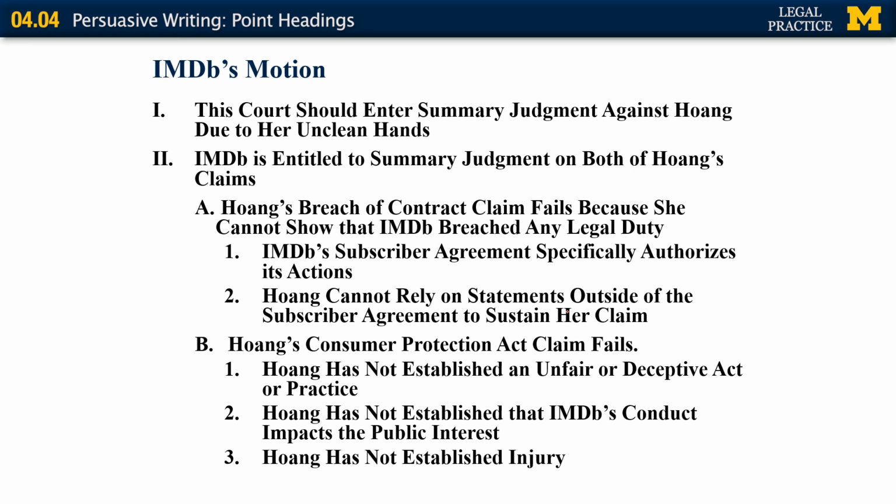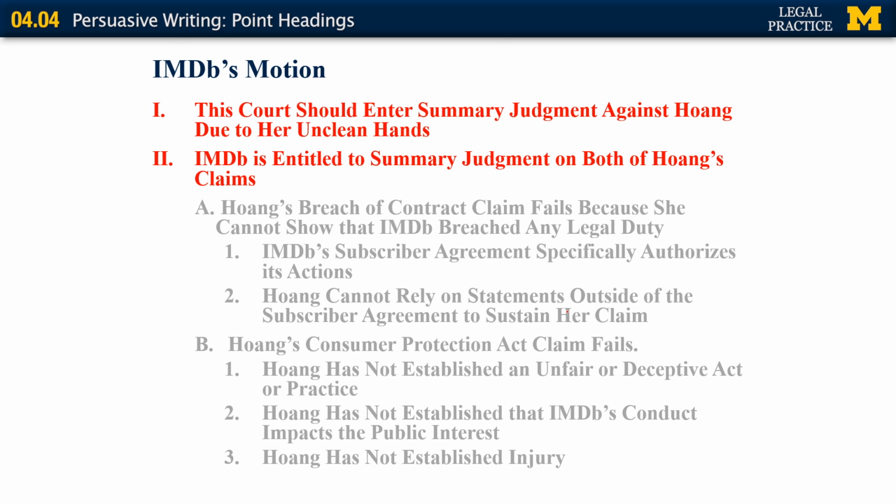So this is an edited version of the point headings from IMDb's motion for partial summary judgment. And again, I have made changes to this from the original version that IMDb actually filed. So notice that it starts with two major arguments. And this is all in outline format too. So you have Roman numeral 1 and 2, and then you have capital A, and then a 1 and a 2, and if you had more sub-arguments, you would go even further into the outline. When these point headings actually appear in the text of the argument itself, they keep that outline format so that anyone who picks up the brief will immediately know where he or she is within the argument.